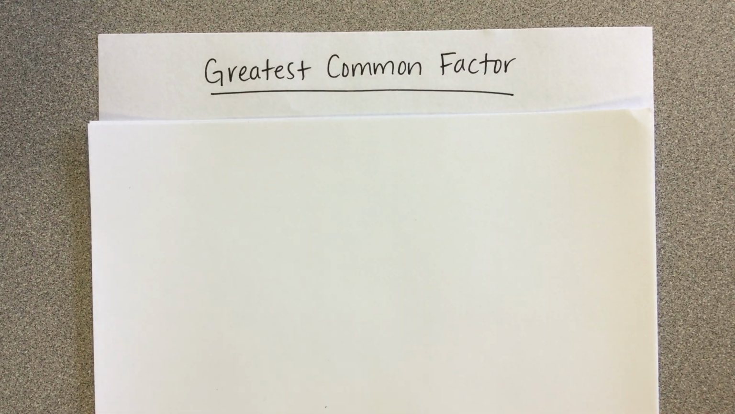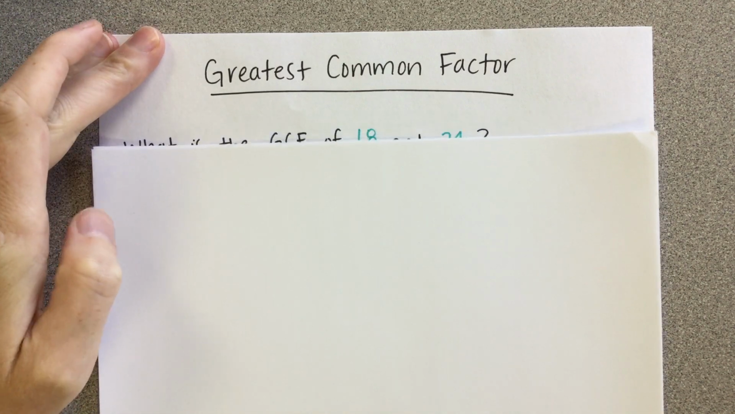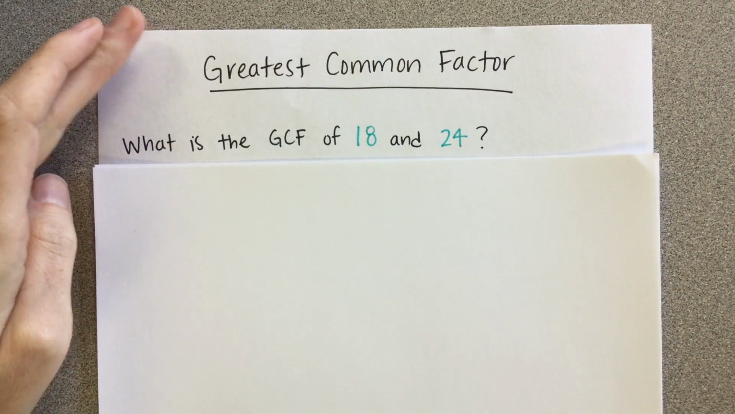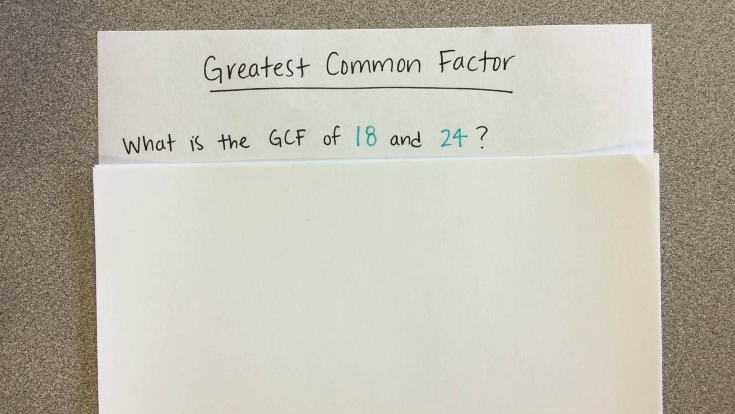In this video, we're going to be talking about greatest common factors. So we're going to start off with just some numbers. This is kind of the middle school version of factoring greatest common factors, and then we'll get a little more advanced. So if we're asked what is the GCF, or the greatest common factor of 18 and 24, we need to consider all of the factors of each of those numbers.